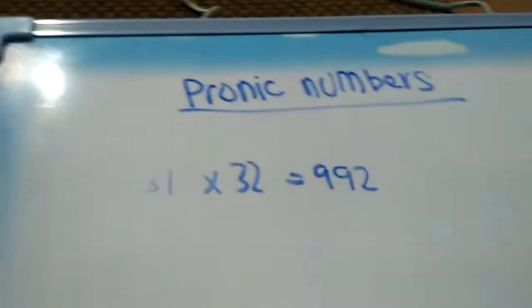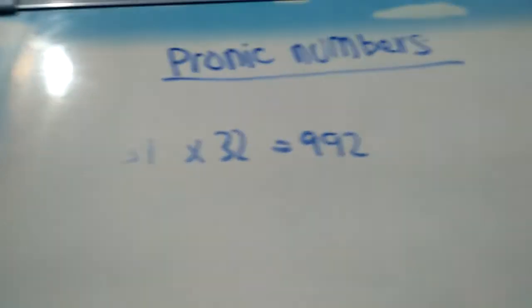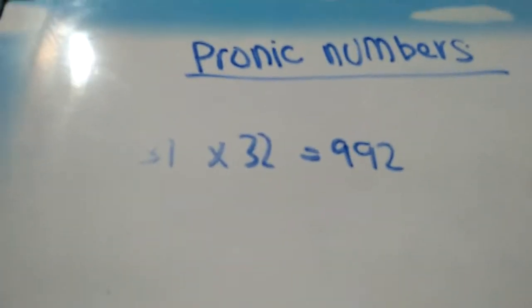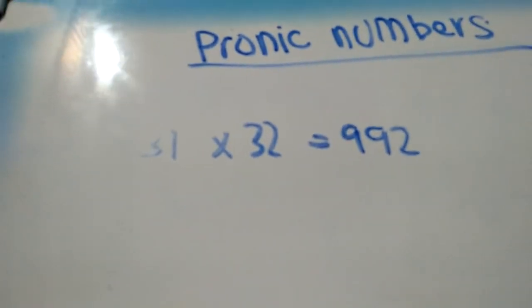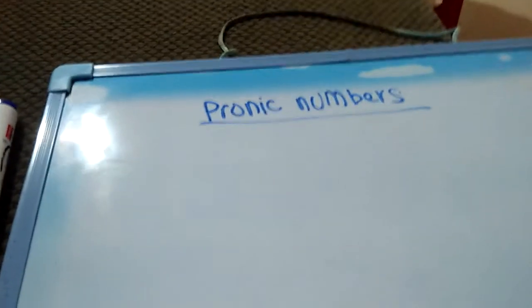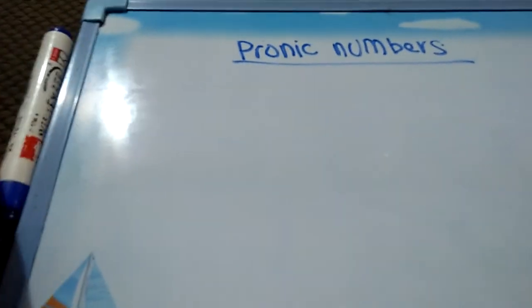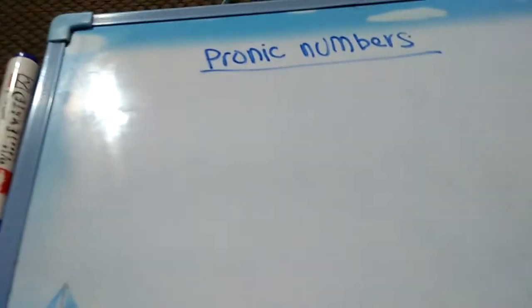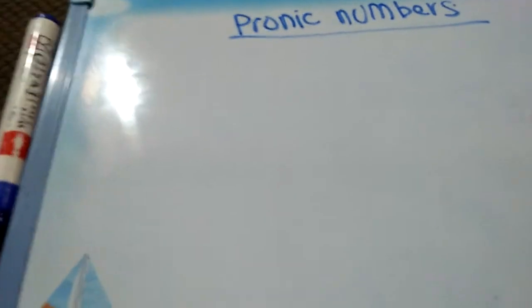The same way, 31 times 32 is equal to 992. Here 992 is the last 3-digit Pronic number. But 32 times 33 is 1056 and it's a 4-digit number. So we say that 992 is the last 3-digit Pronic number.